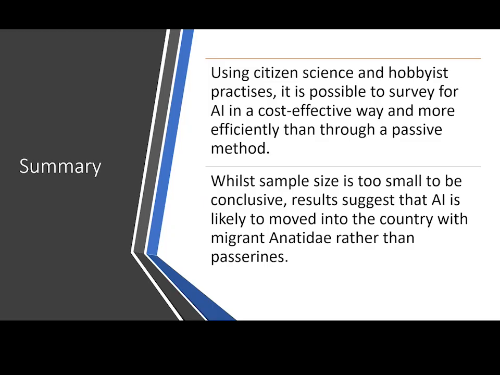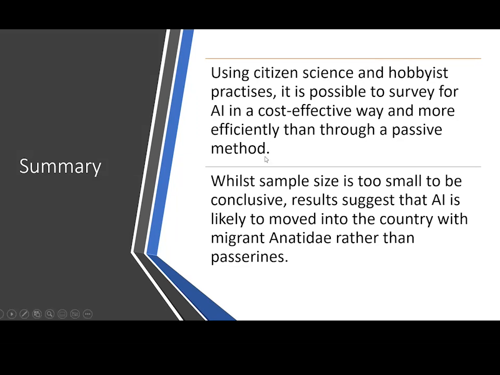To summarize, using citizen science and hobbyist practice, it's possible to survey for AI in a cost-effective way and more efficiently than through a passive method. While the sample size is too small to be conclusive, results suggest that AI is likely to be moved into the country with migrant Anatidae rather than passerines. It's a difficult one to say that passerines don't move it, because you need quite large sample sizes to say definitively, which is one of the reasons why it's difficult to take so much from the systematic review. But the indication is that Anatidae seem to be where to look.